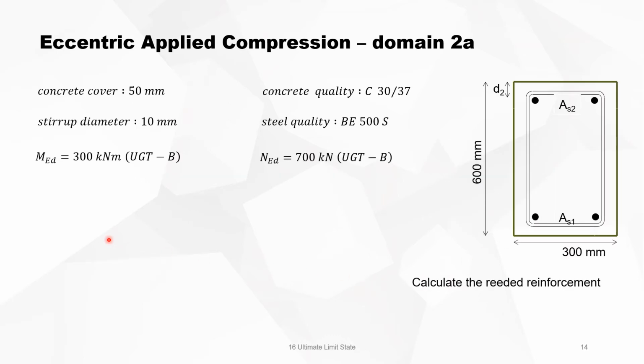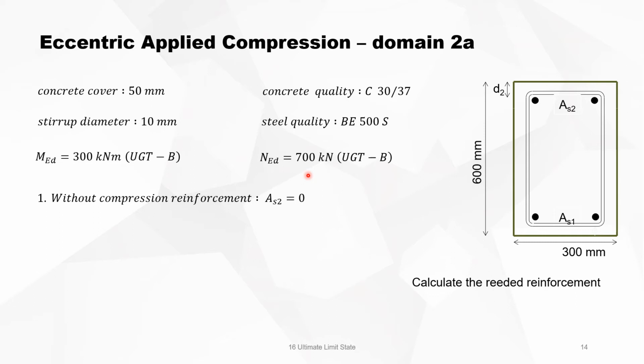Now let's see this procedure in an example, a very simple example of a section 300 by 600, a very typical section with reinforcement, tension and compression. It is loaded with 300 kilonewton meter bending moment and 700 kilonewton normal force. So when it is eccentrically applied compression, we start with determining the eccentricities.